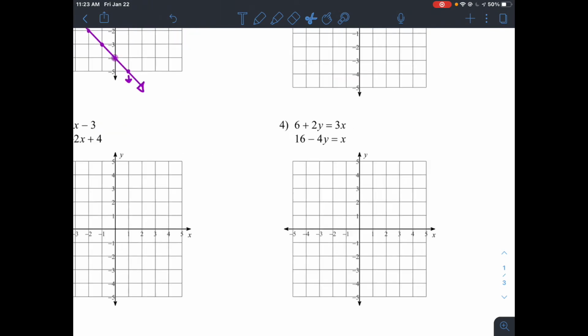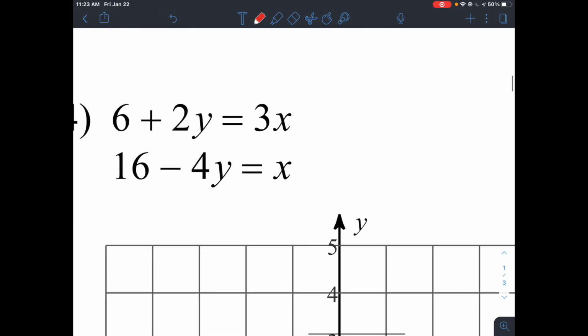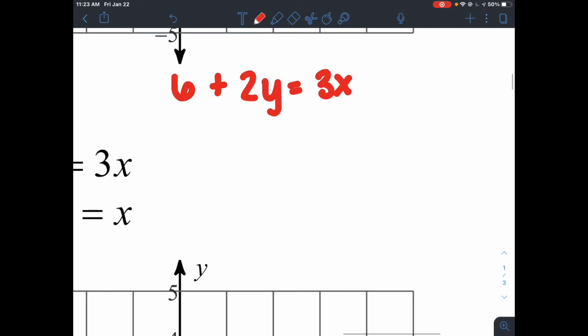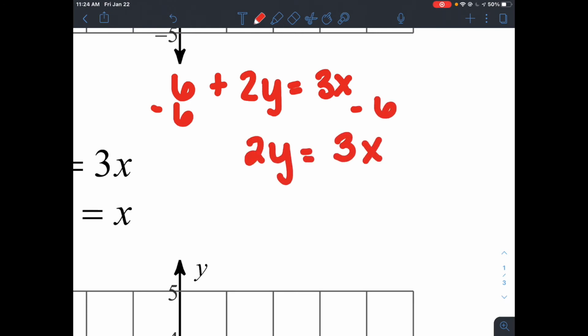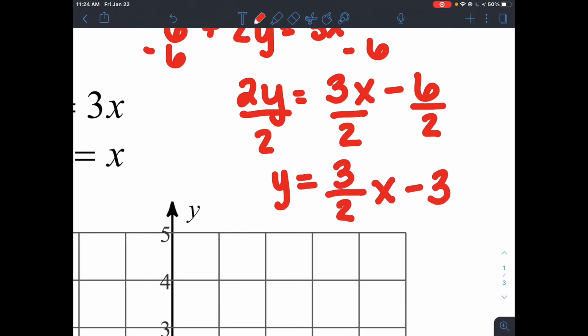Let's go to number 4 because it looks just a little bit different. We're not in slope-intercept form, so I'm going to need to rearrange both equations to get them into slope-intercept form. So essentially, I'm going to solve for y. So 6 plus 2y equals 3x. I'm solving for y, so I'll subtract 6 from both sides. 2y equals 3x minus 6. Divide everything by 2. And I'll have y equals 3 over 2 x minus 3.